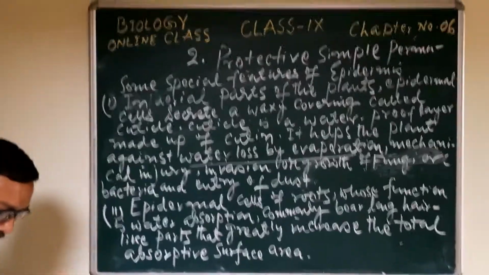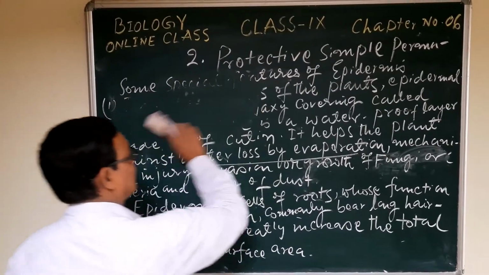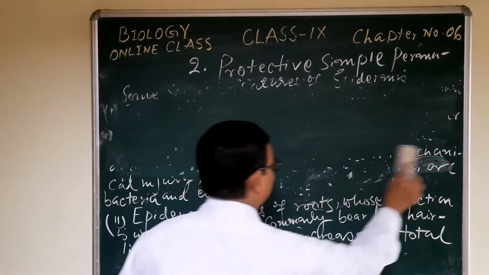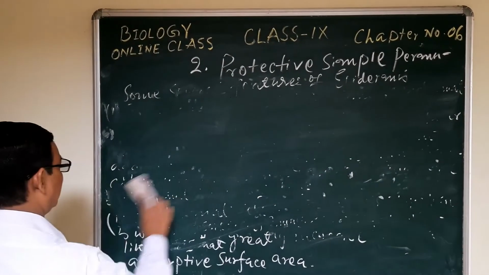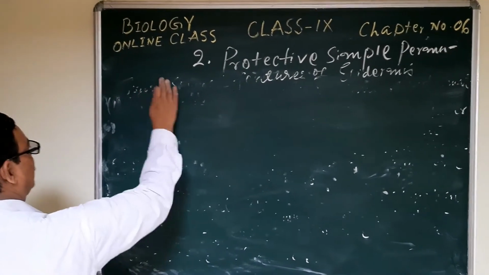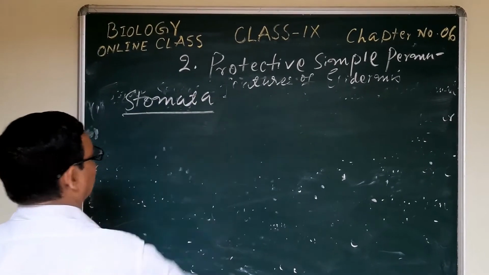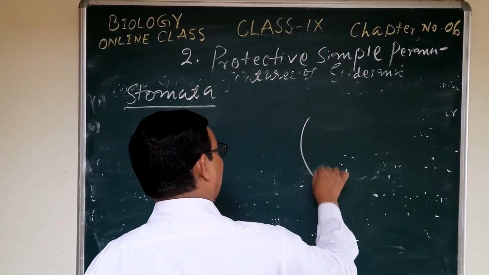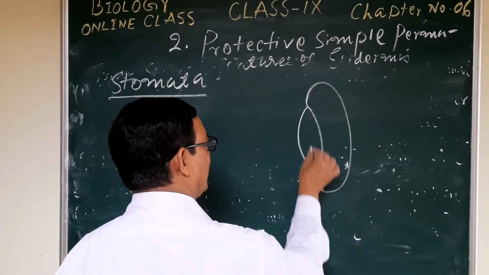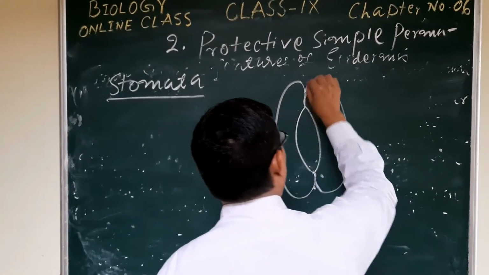And the third important fact about this tissue is the presence of stomata on the leaf part. What is this stomata? The stomatal aperture is surrounded by two kidney shaped guard cells.